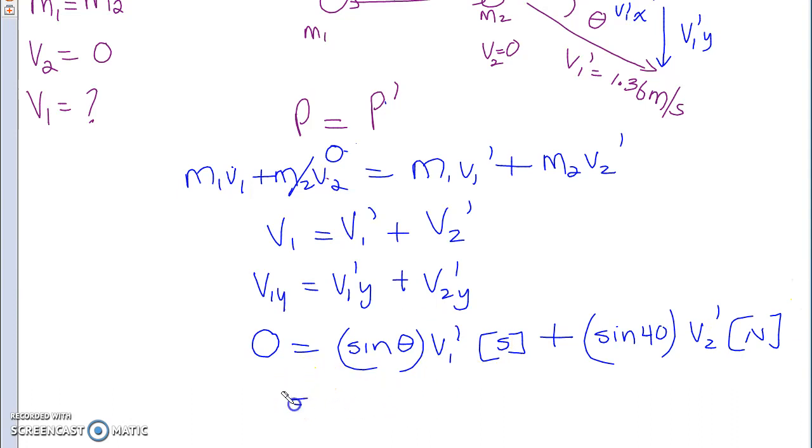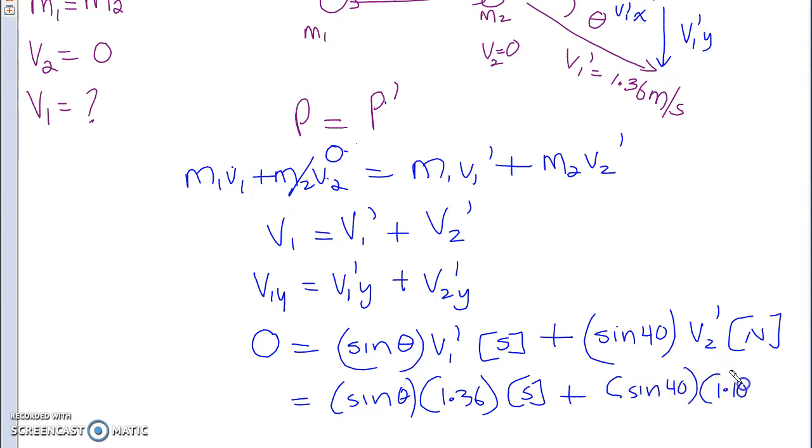Okay, plug our numbers in. So you get sine theta times 1.36 going south plus sine of 40 times 1.10, and that is going north. Capiche? All right, can you give me the values of these, please? What is sine of 40 times 1.10?